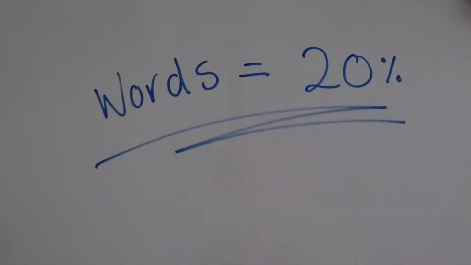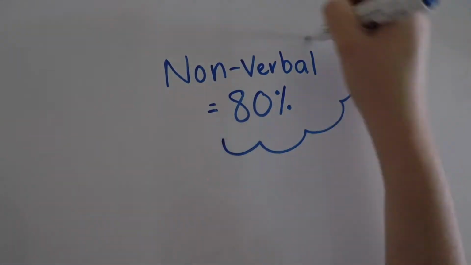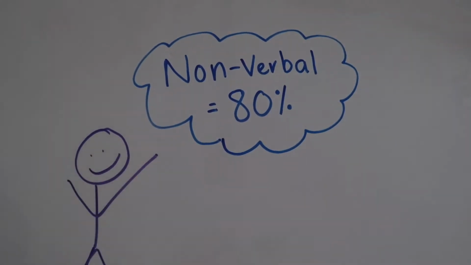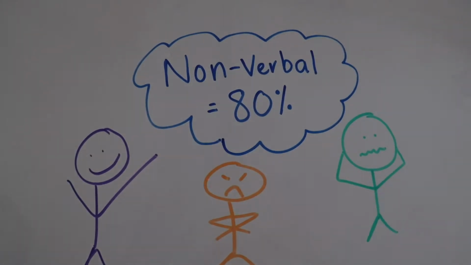Only 20% of communication is expressed via spoken words. Let's discuss the nonverbal component of communication. How we use our bodies plays a big role in communicating our attitudes and feelings. Research tells us that 80% of communication occurs through nonverbal means. This includes gestures and facial expressions, body posture, stance, and proximity to the listener, eye movements and contact, and dress and appearance.